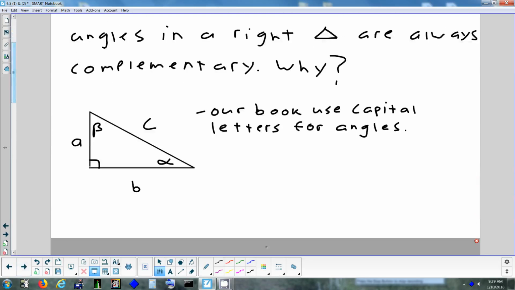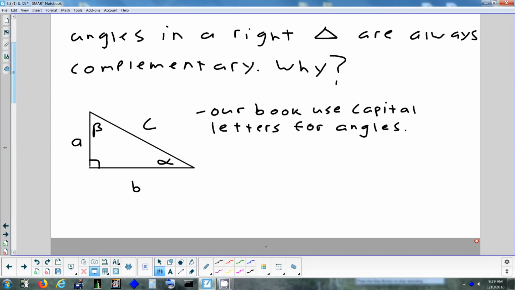Our book uses capital letters for angles and lowercase letters for sides. I'm not going to do it that way. I think that gets confusing. Because if you're starting to use capital letters for one thing and lowercase letters for another thing, well, depending on the letters you pick, a capital and a lowercase can look the same. Think of like the letter C. They look the same. So that's going to be confusing. So we're not going to do that.